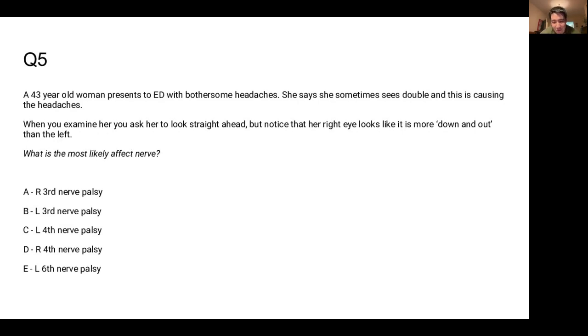Smashing stuff. So everyone's very sure it's a third nerve palsy, which is absolutely right. And most people have said a right third nerve palsy, which is correct. So you have that typical presentation, first off, the right eye is affected and it's more down and out than the left, which is due to the unopposed oblique and rectus work.